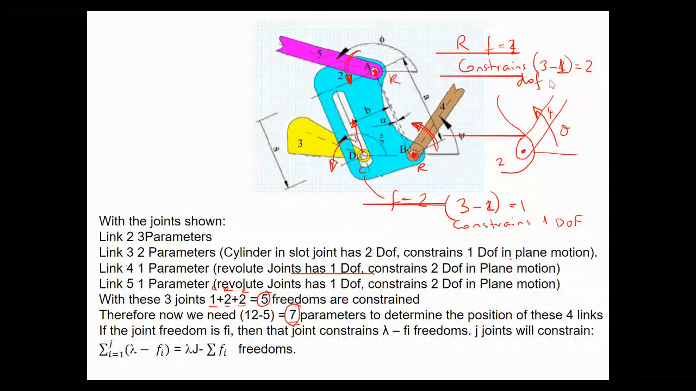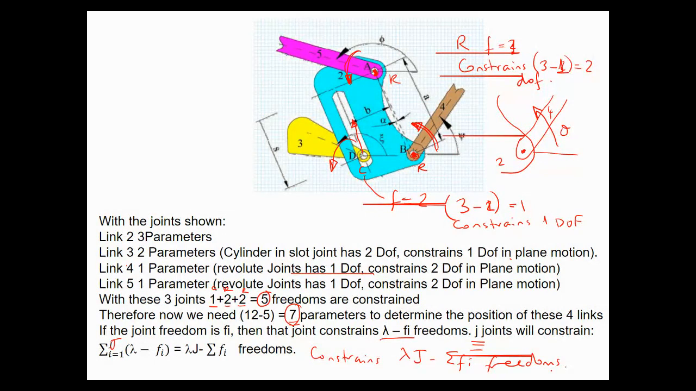So in general, if a joint has a degree of freedom of Fi, it constrains lambda minus Fi freedoms. If you have J joints, in general, you have the summation of these, which is lambda times J, where this is a capital J, minus the sum of Fi. So we have constraints of lambda J minus sigma Fi freedoms.